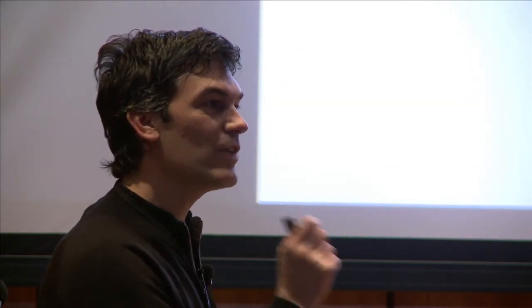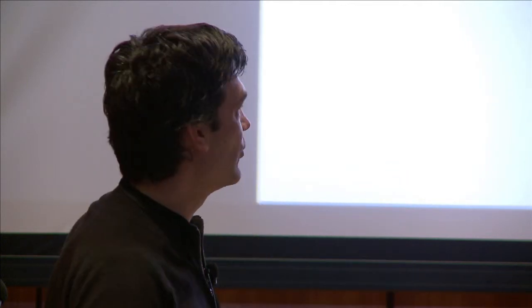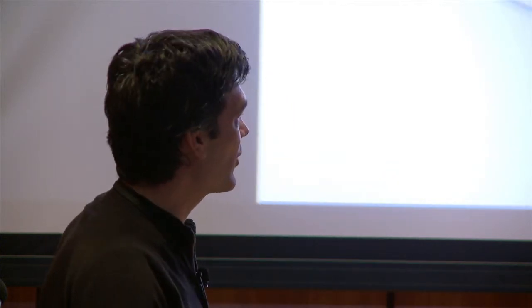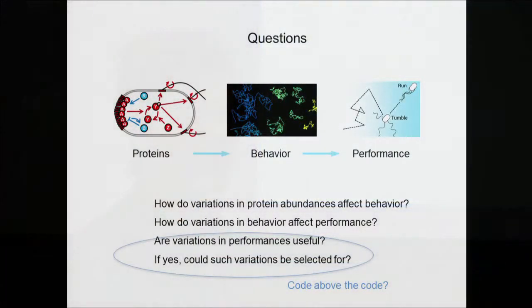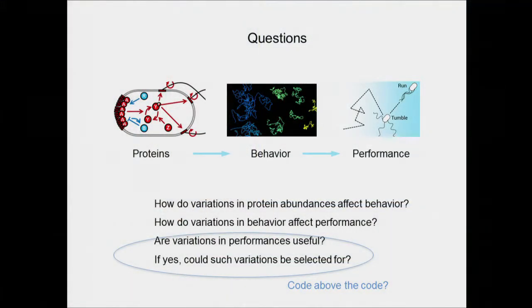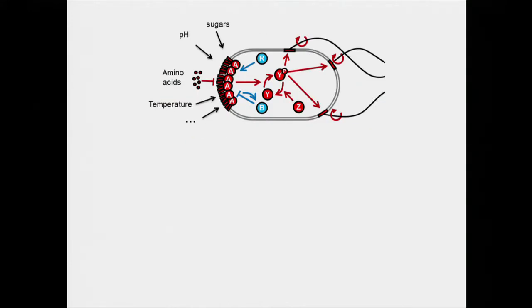And so this is interesting because I'm talking about not the selection for the actual gene, but the selection for the distribution of the gene expression. And so we can start to talk about the code above the code, which I discovered that wording in your slides. Okay, so let's go first with the first step here. Before that, I need to tell you what we know. So this is a very well characterized system.